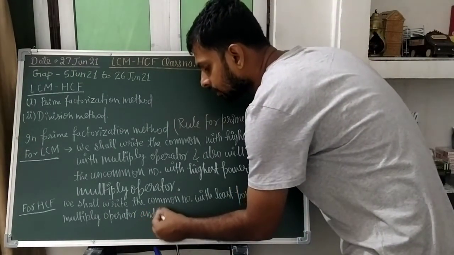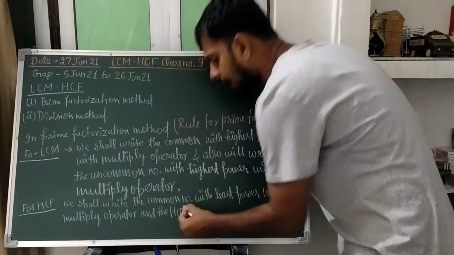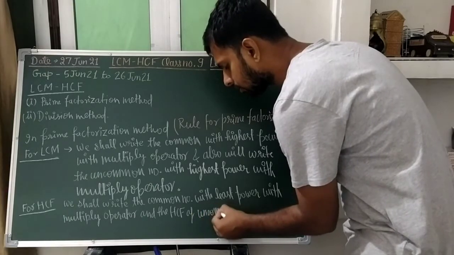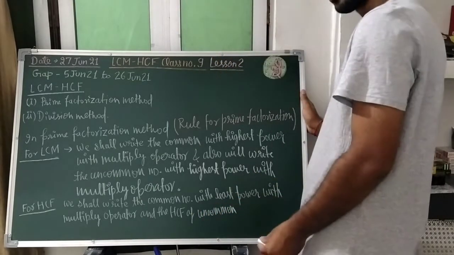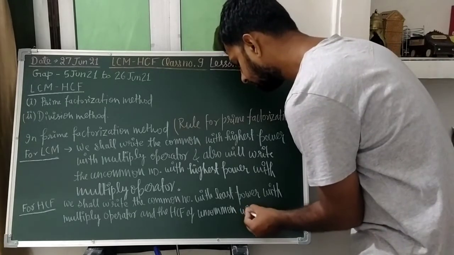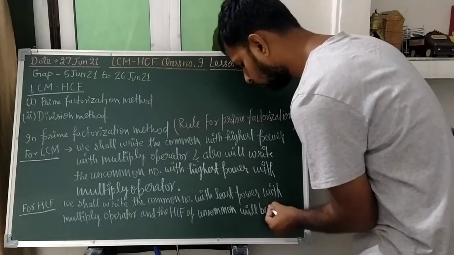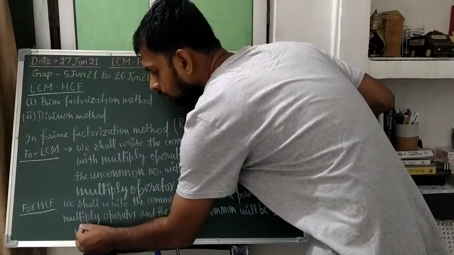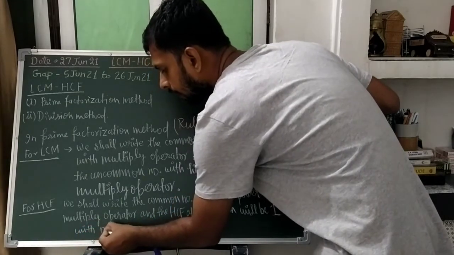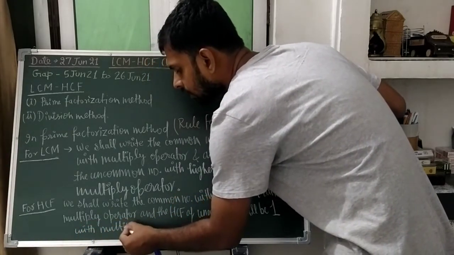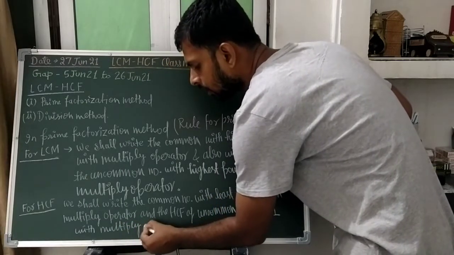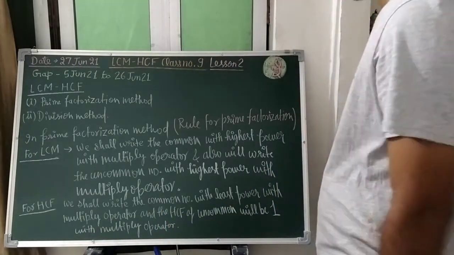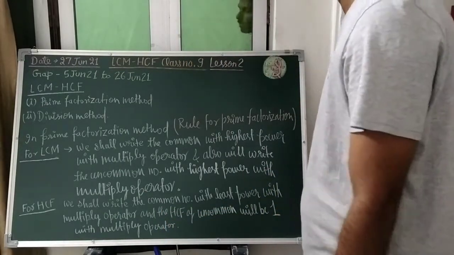And the HCF of uncommon numbers will be 1 with multiply operator. So students, the HCF of uncommon numbers will be nothing but equal to 1.